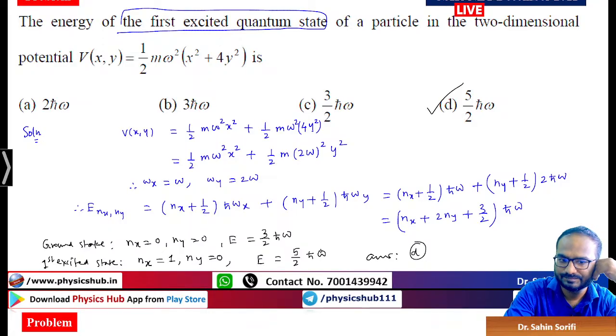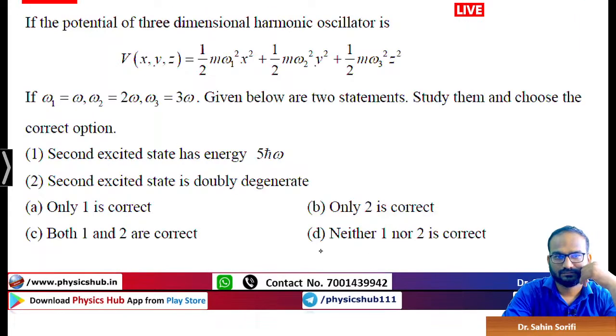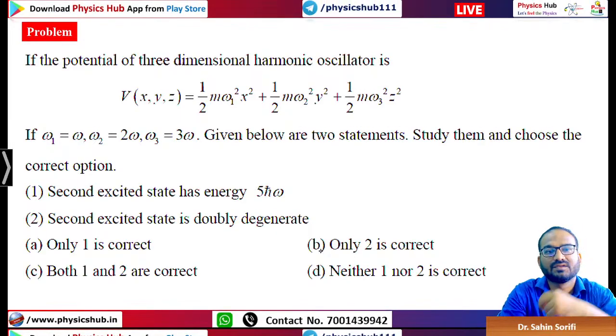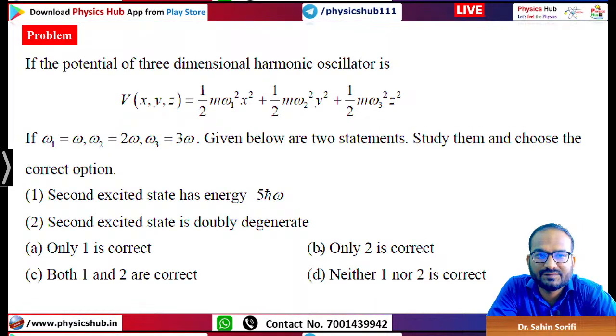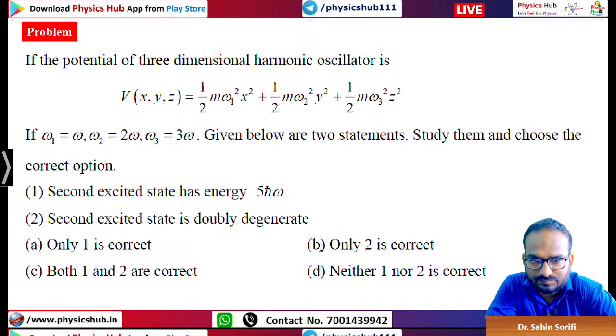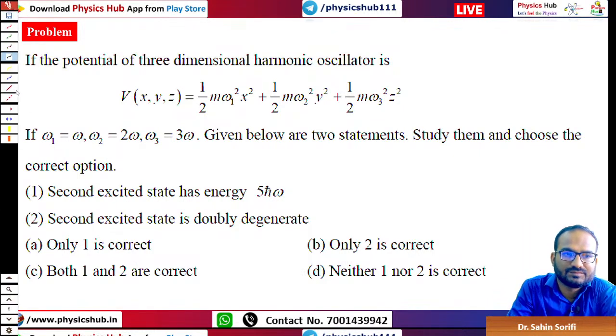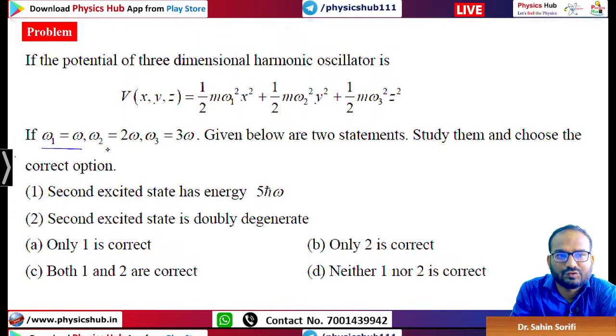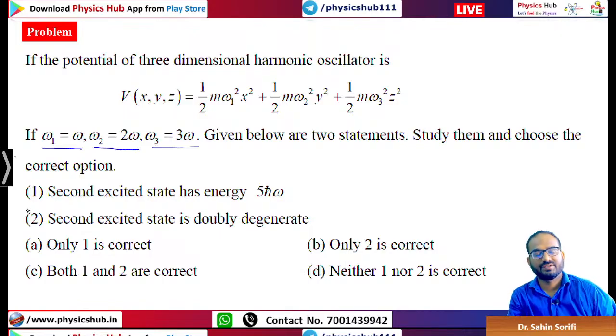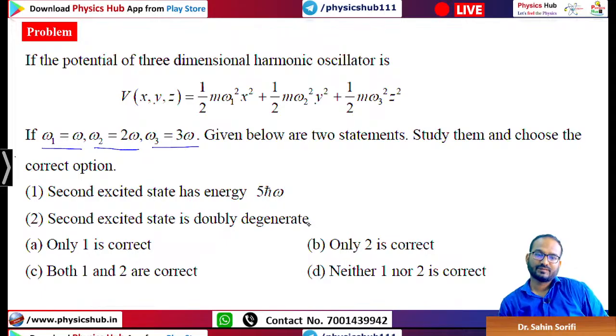Let's do another problem. If the potential of a three-dimensional harmonic oscillator is given by this, and you see the omega values, omega 1 is equal to omega, omega 2 is equal to 2 omega, omega 3 is equal to 3 omega. Given below are two statements, study them and choose the correct option. First statement: the second excited state has energy 5 h cut omega, and it is doubly degenerate. Which of these statements is or are correct?